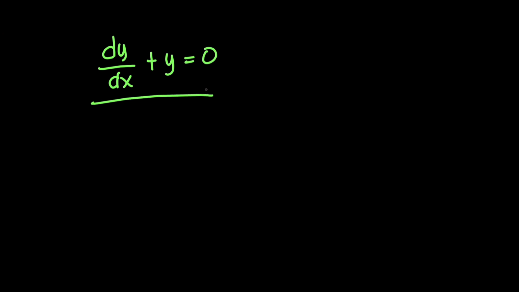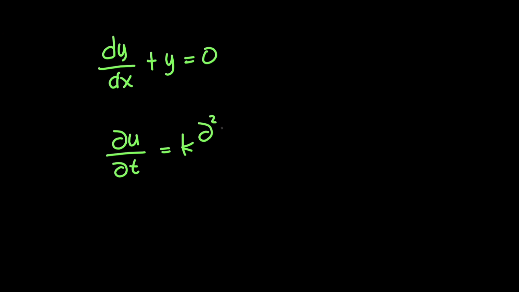Let us talk about a differential equation. Now, if an equation contains a derivative, for example, dy over dx plus y equal to 0, it is a differential equation. Another example would be the partial derivative of u with respect to t equal to k multiplied by the second partial derivative of u with respect to x. Now, this is also another example of a differential equation.